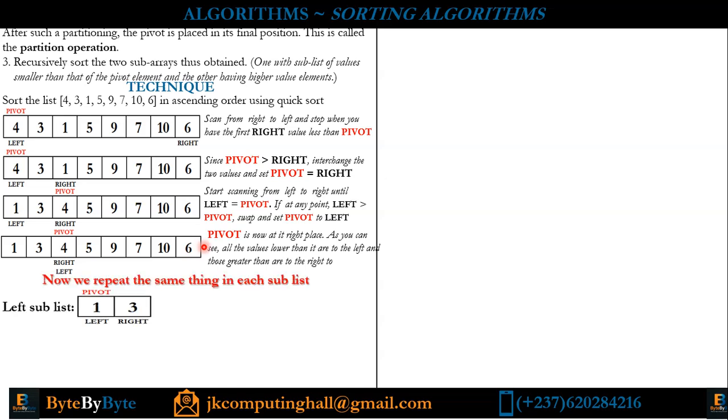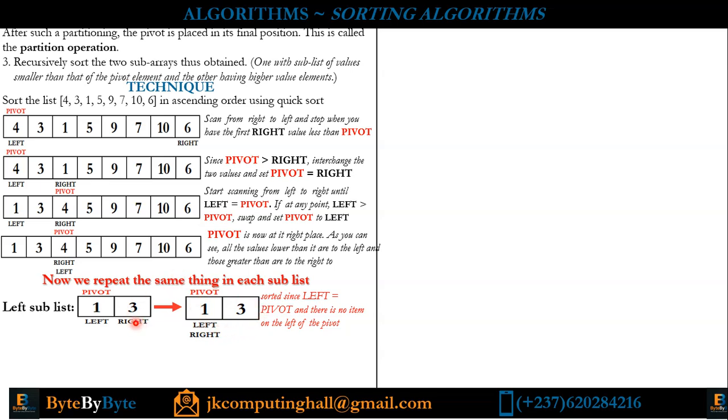Now, if we start with the left sublist, that is 1 and 3, this is what we have. What do we realize? When we scan from high to left, we see that this is greater than the pivot, so high enters here, and now they are the same, and it is already sorted since left is equal to pivot and there is no item on the left of the pivot. So this is already sorted.